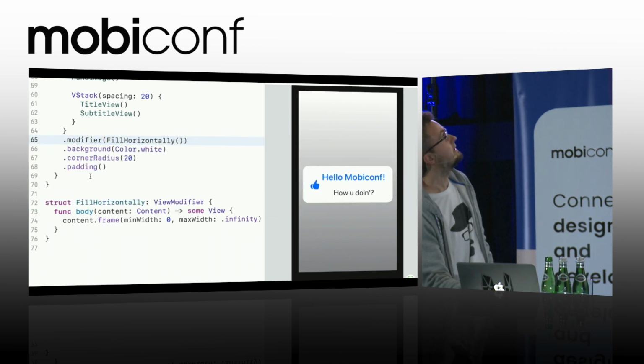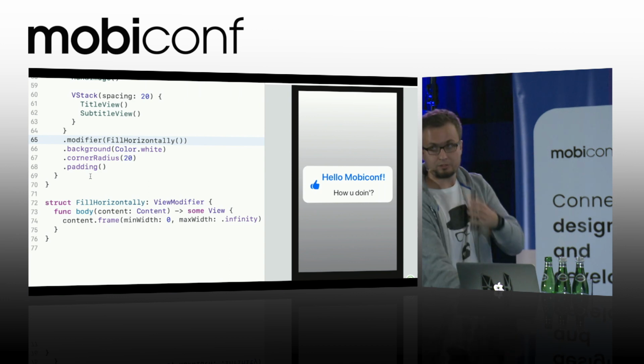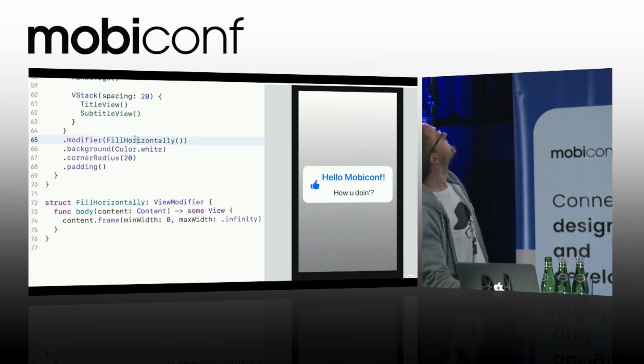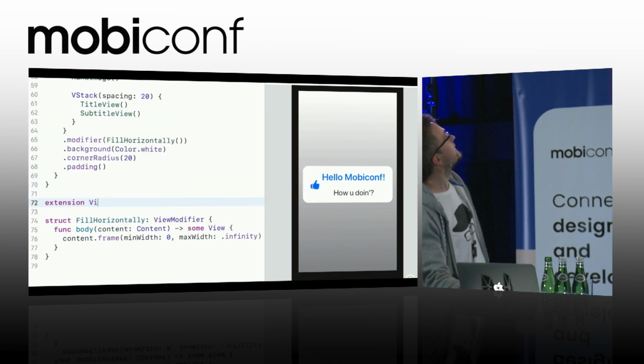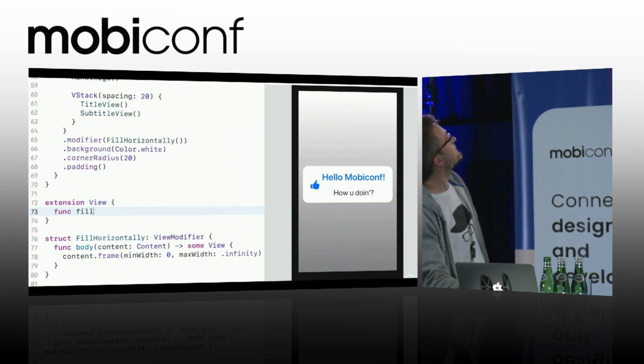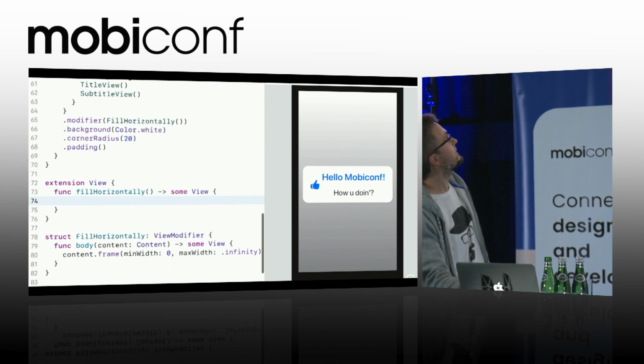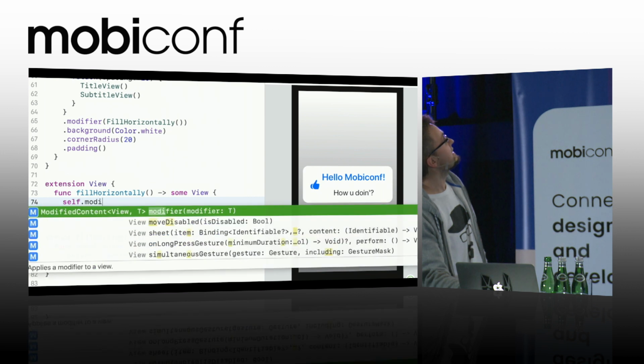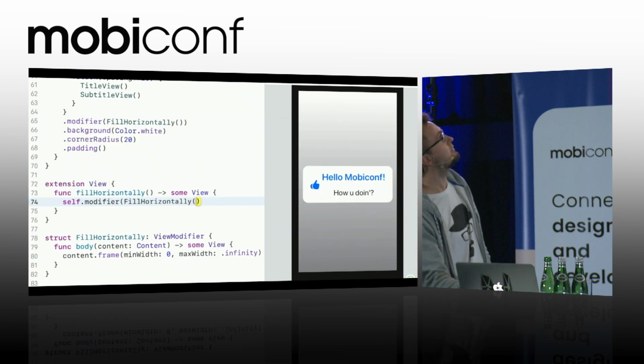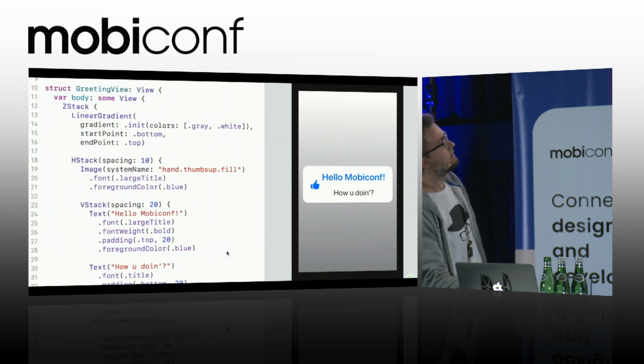Pretty crazy, right? But we could do better than this. We could write an extension. So why don't we do this? An extension to the view. It should return some view, as expected. And inside of this, we'll apply this modifier to fill this horizontally. And we'll use this in our code. Pretty cool.